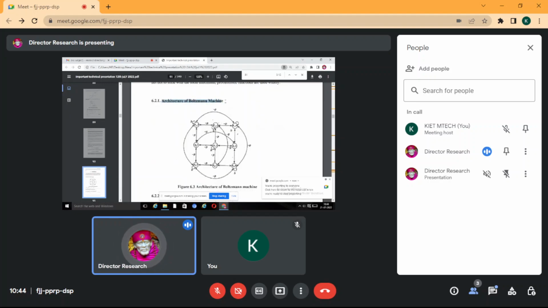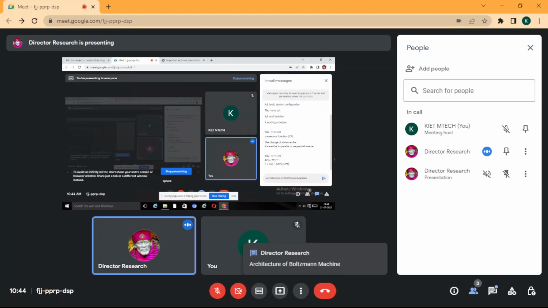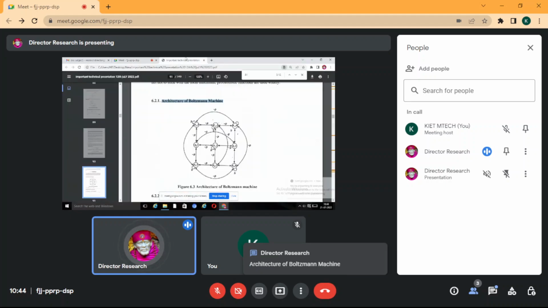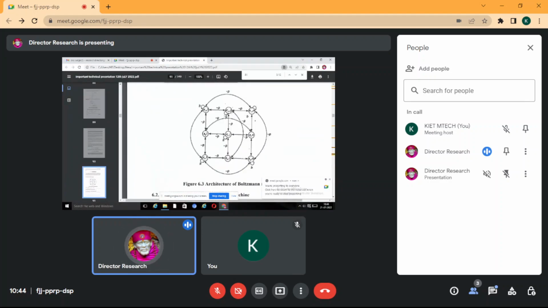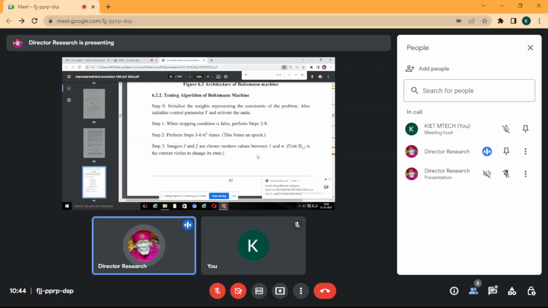Next, I highlighted the architecture of the Boltzmann machine. See how the architecture is. I want to explain various steps in the architecture. Testing algorithm of the Boltzmann machine.